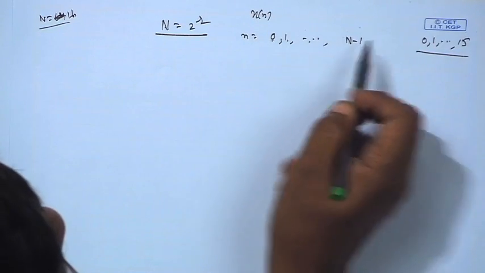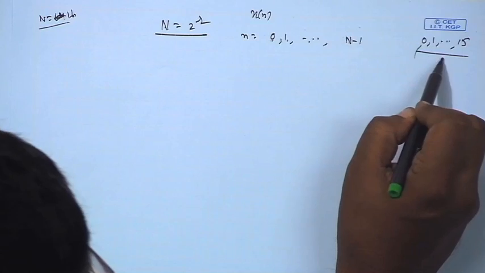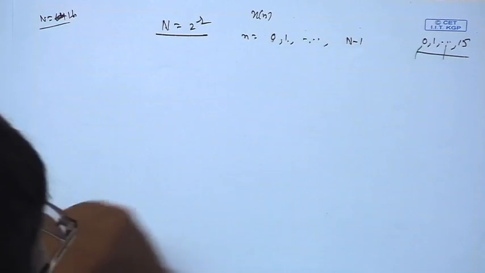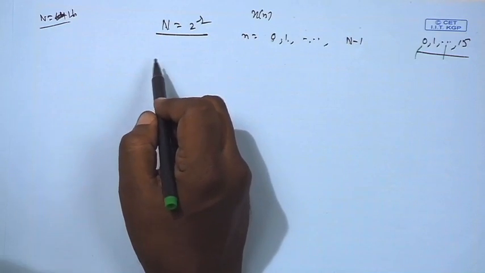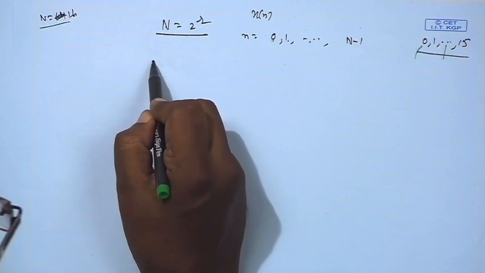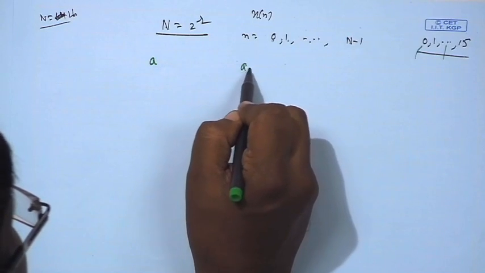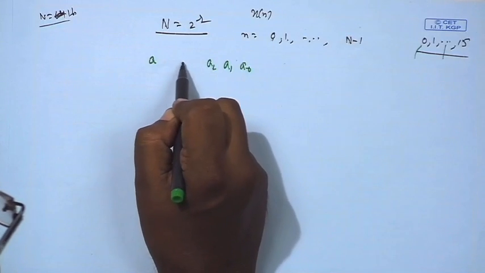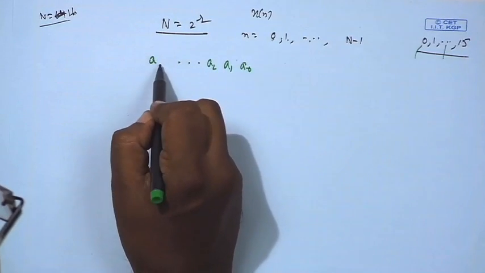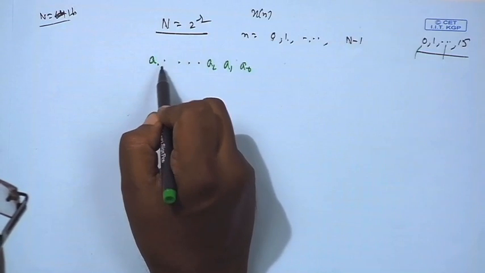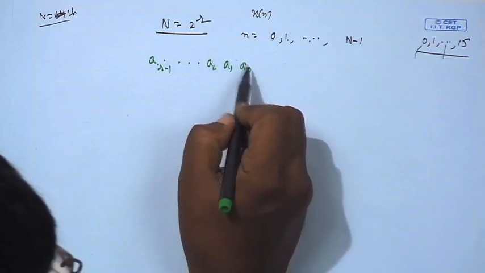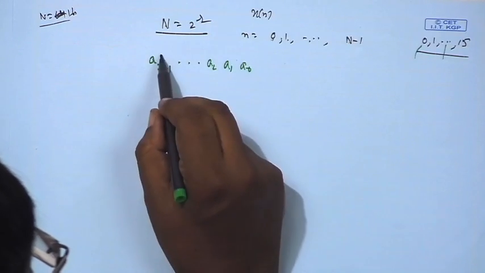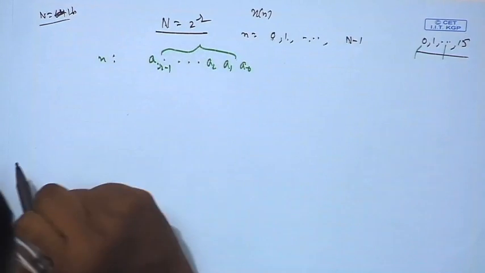If N is 16, that is 0, 1 up to 15, that is the index set, over which small n goes. Then, if you want to represent each value of the time index small n, I will require 4 bits, 2 to the power 4 is 16. So, in general, I have got suppose a0 as the LSB, a1, a2 up to a(r minus 1). So, how many bits? 0th bit, first bit, second bit up to the (r minus 1)th bit, total r. Okay. This is how my n is.